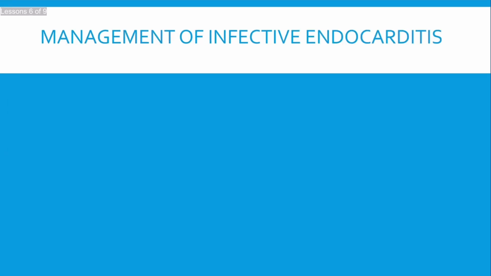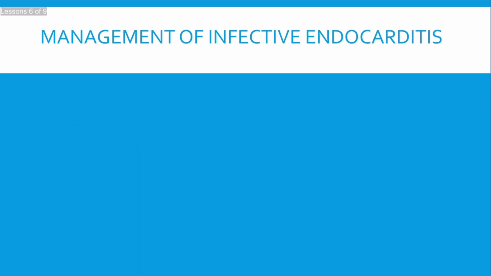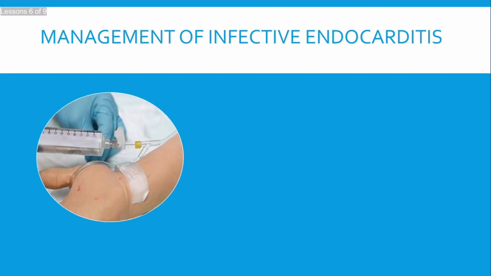Lesson 6. Management of infective endocarditis. The learning objective is to be able to explain the management of infective endocarditis. It is important to start patients on empirical broad-spectrum antibiotics as soon as blood cultures are drawn.